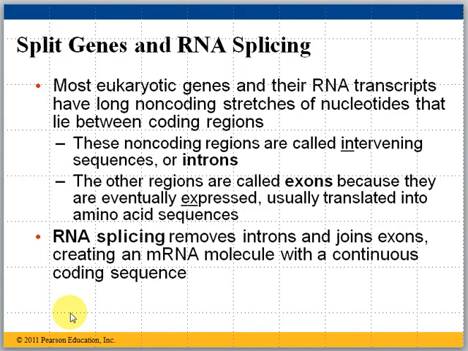These non-coding regions are called introns, because they are intervening sequences, but they're not actually instructions for coding a protein. The other regions that are important for coding proteins are called exons because they will eventually be expressed. These are the portions that are actually read and translated into amino acid sequences. The process of RNA splicing is removing introns and then joining together exons, splicing them together to create a continuous messenger RNA molecule that is basically all good coding information for the various proteins that we want to make.